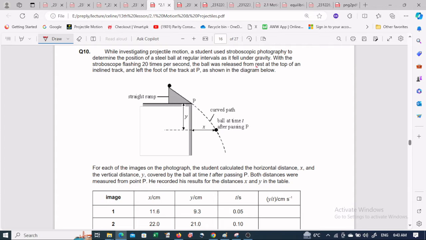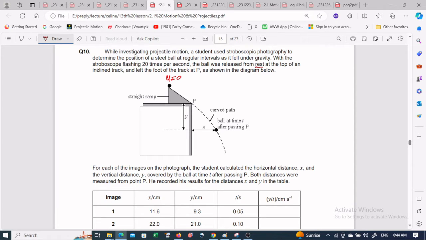The ball was released from rest, which means the initial speed of the ball was equal to 0, at the top of an inclined track. Here is the inclined track, and the ball leaves the foot of the track at P. So the ball will be released from the top and go to point P, and then it will cover a horizontal distance equal to x and a vertical distance equal to y. For each image of the photograph, the student calculated the horizontal distance and the vertical distance.